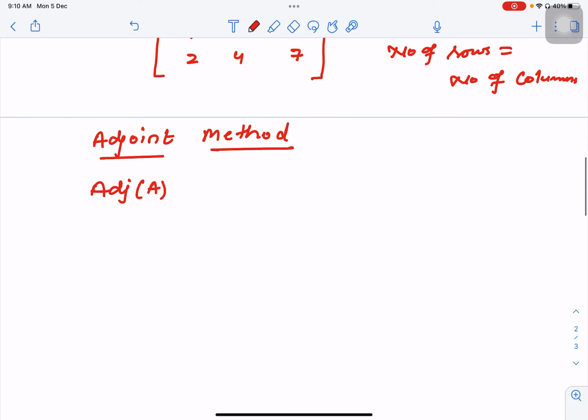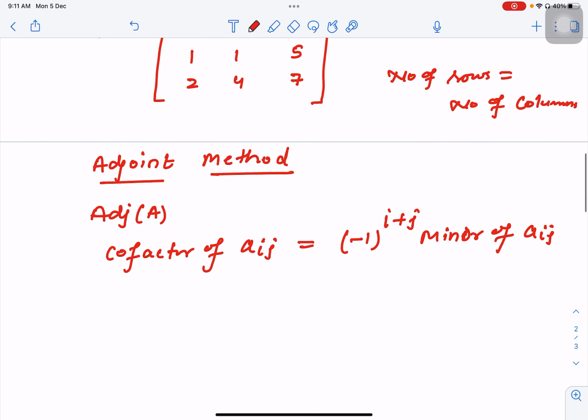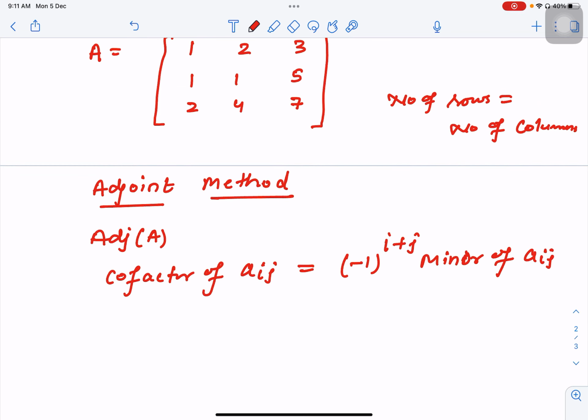So how do we find the adjoint now? First we need to find the cofactor of each element. Cofactor of Aij, how is the formula? Minus 1 raised to i plus j times the minor of Aij. Now don't get confused by these technical terms. It's actually very simple. For example, the cofactor of Aij, we represent that by capital A. So let's say we want to find A11.